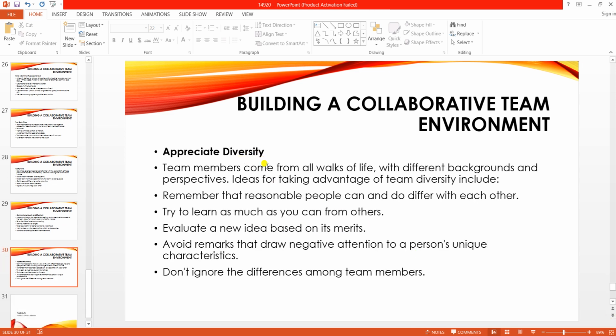You need to appreciate diversity. Team members come from all walks of life with different backgrounds and perspectives. Ideas for taking advantage of team diversity include: remember that reasonable people can and do differ with each other. Very true. And then you need to try to learn as much as you can from others. It doesn't mean that when you are an expert you know everything. You need to learn to work with others.